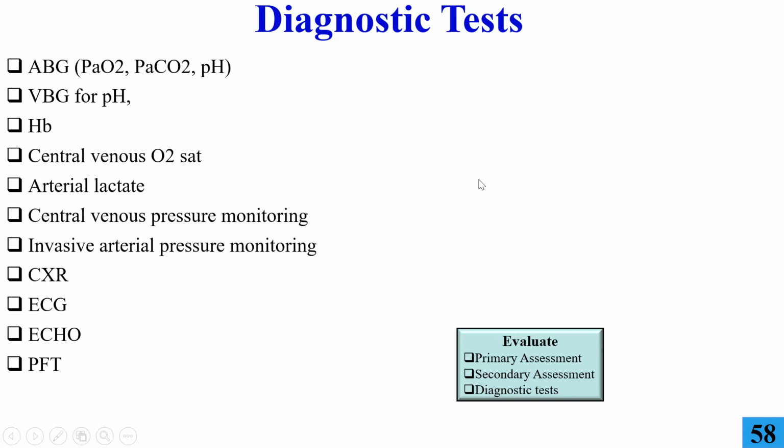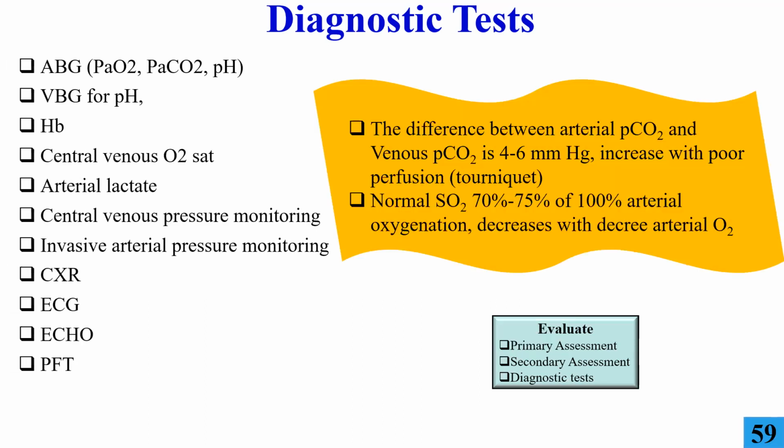And most of the time, the infusion syringe has a pressure gauge. Okay. We also need invasive arterial pressure monitoring. We need imaging, whether X-ray or ultrasound. Most of the time, we need ECG or EKG, as sometimes they call it. We need echo. And also, if we can, we need pulmonary function test, if the baby is old enough and can cooperate.